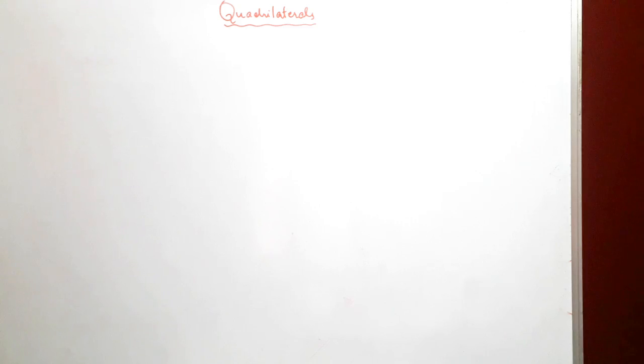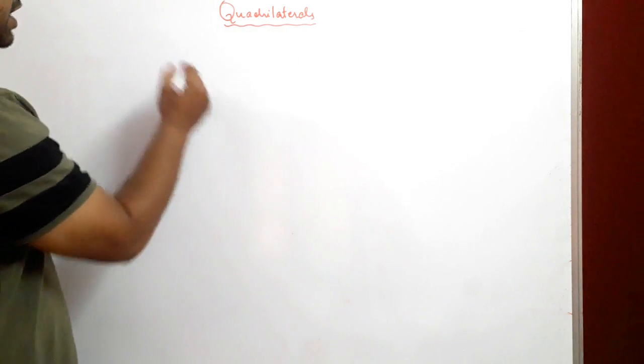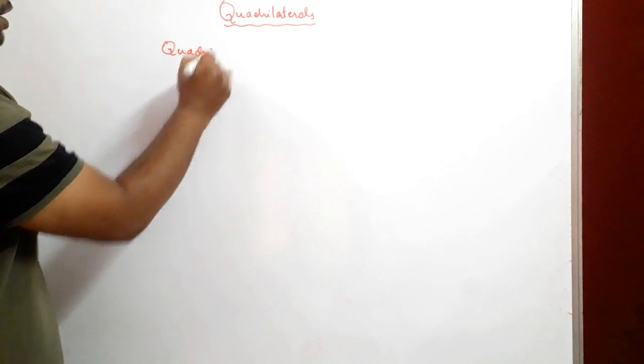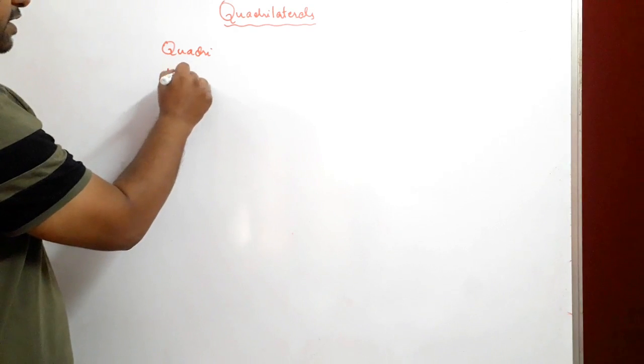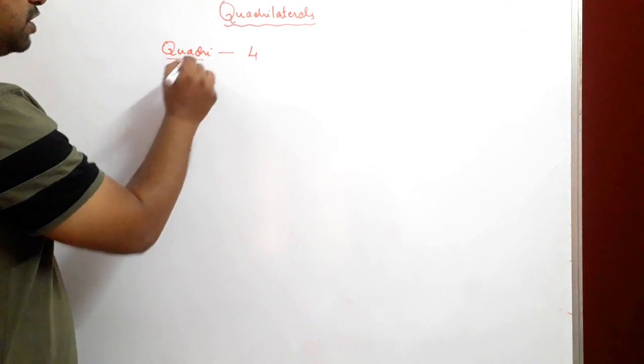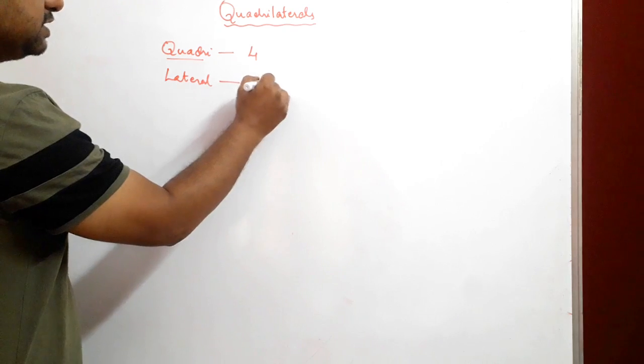Hello students, in this video we will be learning about the basics of quadrilateral. So what is a quadrilateral? First of all, let's break down the name quadrilateral. We'll break it down into two, quadri and lateral. Quadri means four, from the word quad, and lateral means sides.